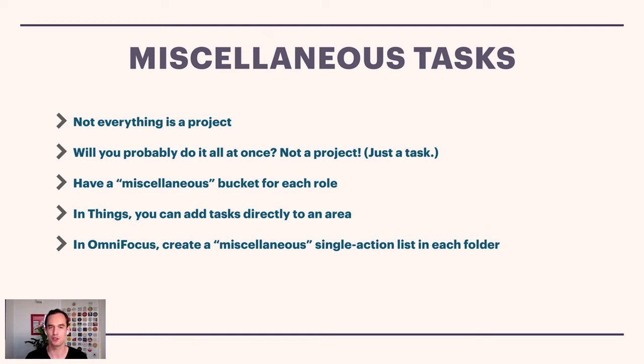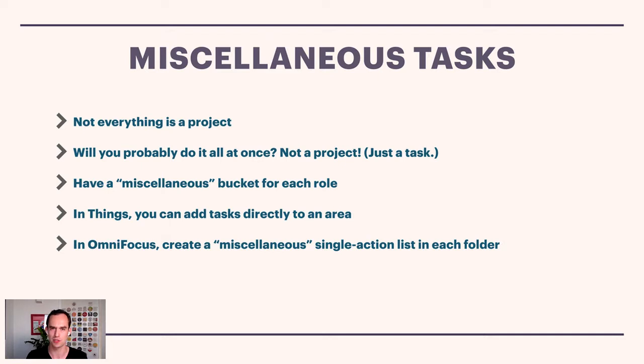So if I put vacuum the floor, I'm going to vacuum the floor all at once. That's a task. It's not a project. It doesn't make sense to break that down into components. And so what you want is for each of your roles to have a miscellaneous bucket, right? If you're using Things 3, you can add tasks directly to an area. So your top level areas, which mirror your roles, can have tasks directly.